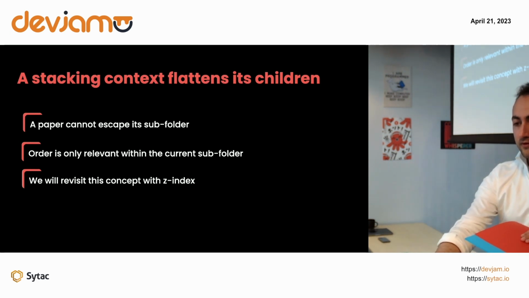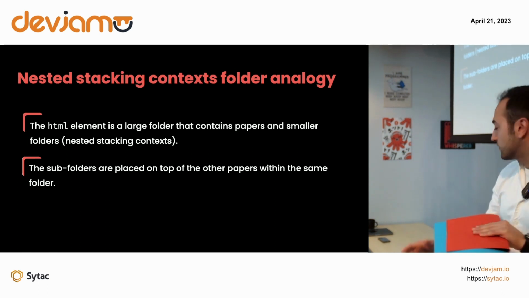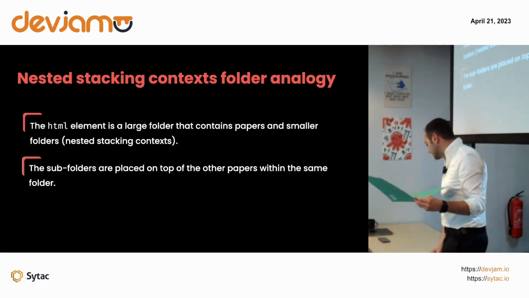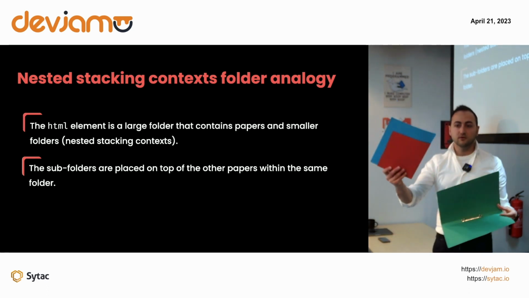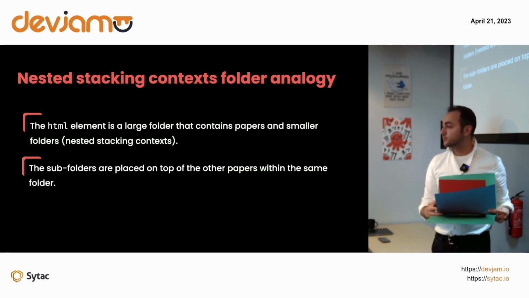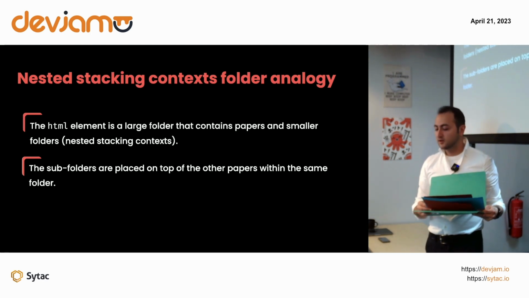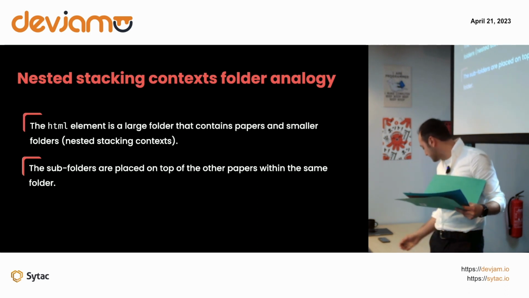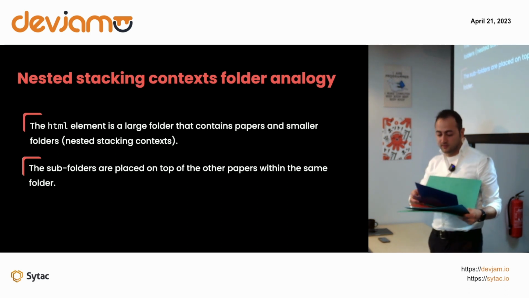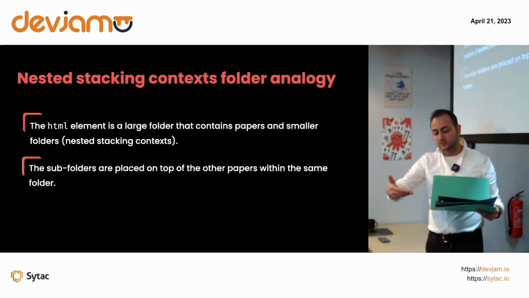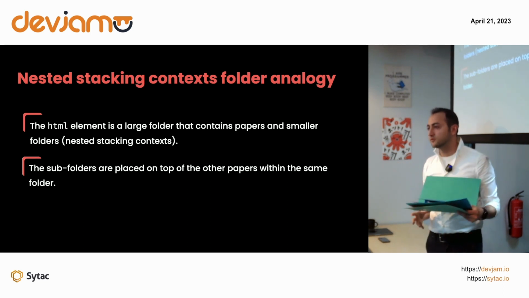So if I come back again to the analogy, this is the root stacking context. It can have another stacking context inside of it, which also has some pages or some elements inside. But yeah, the order of these pages is only relevant here, because I could have another stacking context here, and there will be other elements here, but the order of these elements here has nothing to do with the order of the elements over there.